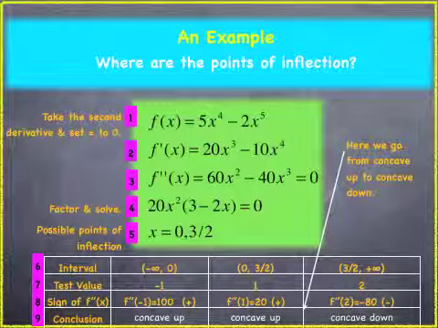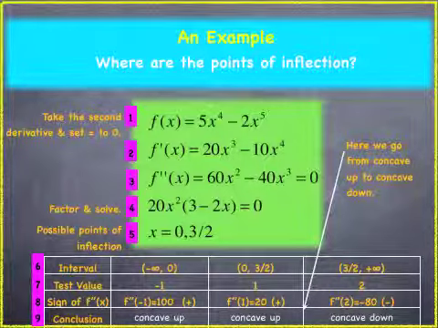If we take our second value, 3/2, and you look again on row 9, you'll see the interval to the left of 3/2, between 0 and 3/2, is concave up, but then if we do a test value to the right of 3/2, we find that we're concave down. So since we've moved from concave up to down, then 3/2 is indeed an inflection point.